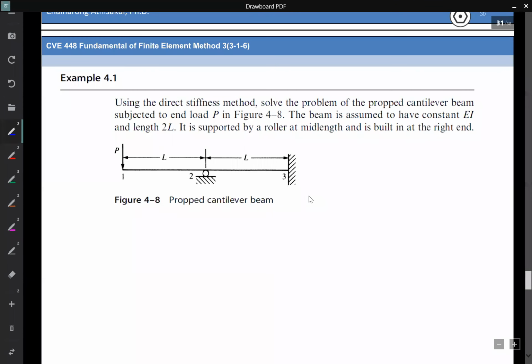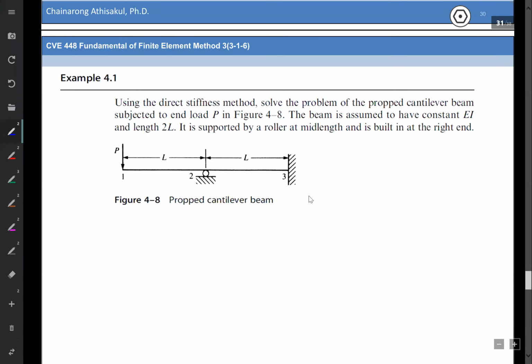Okay, in this video we will show an example of the beam problem. We will apply the finite element method to solve the beam problem.